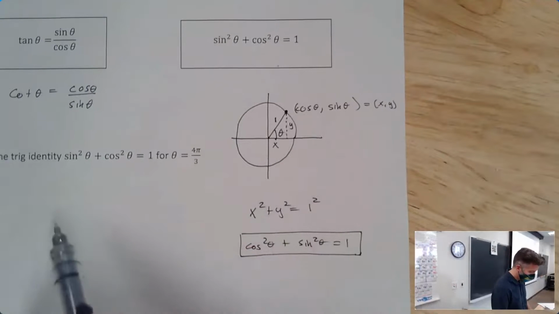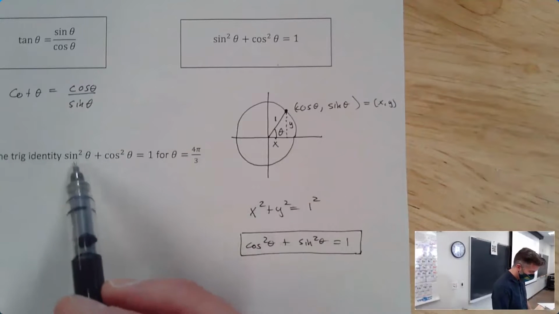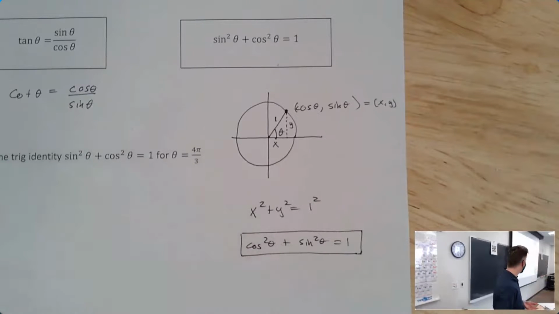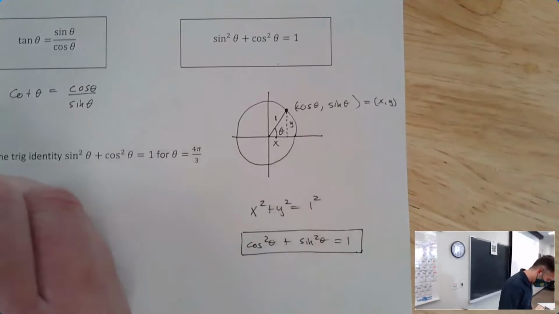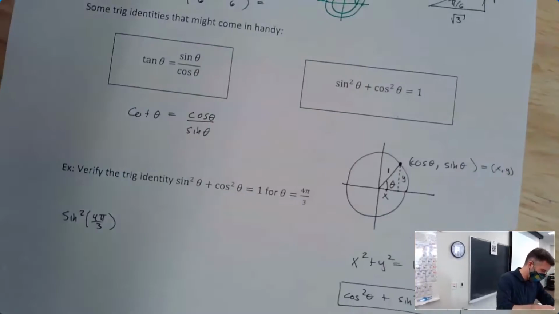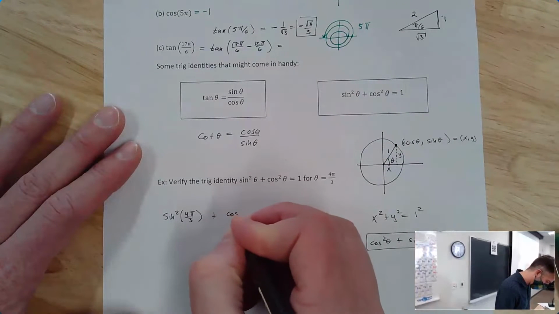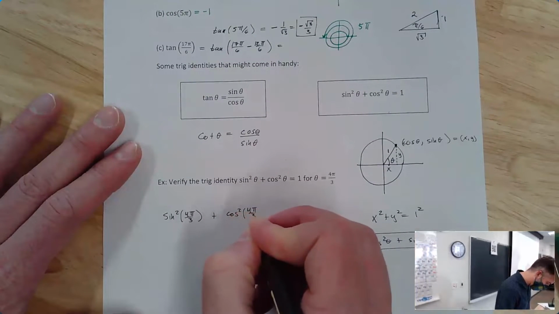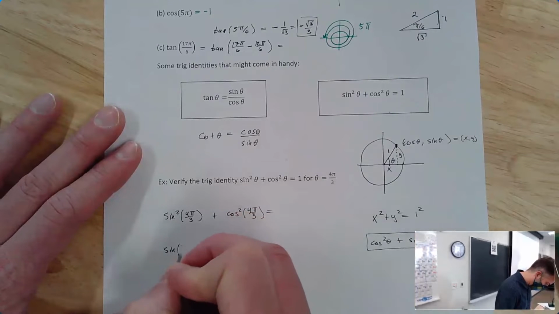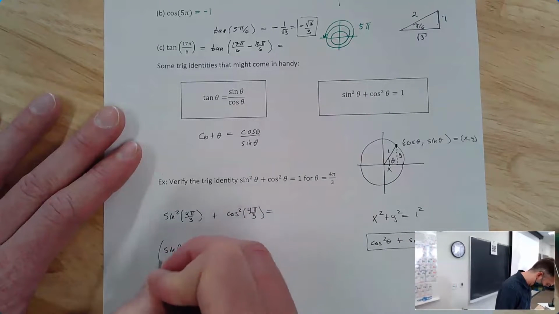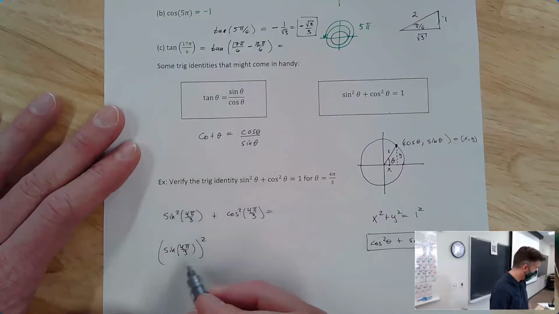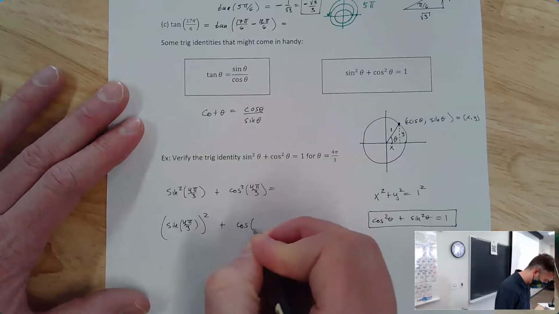We're not going to finish this up today. The last thing I want to show you is that this trig identity is true for any angle you put in. So if I put in 4 pi over 3, sine squared of 4 pi over 3, sorry, I'm way zoomed in. Plus cosine squared of 4 pi over 3. That's going to be sine of 4 pi over 3 quantity squared. This is just a shorthand notation for that. We just don't like writing this every time. That's going to be cosine of 4 pi over 3 squared.